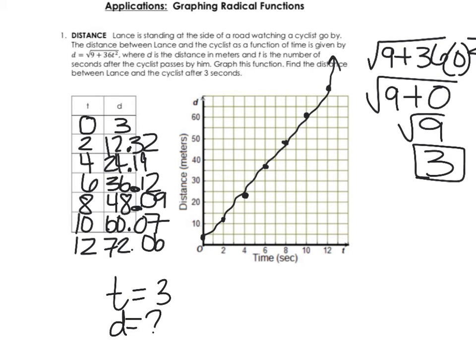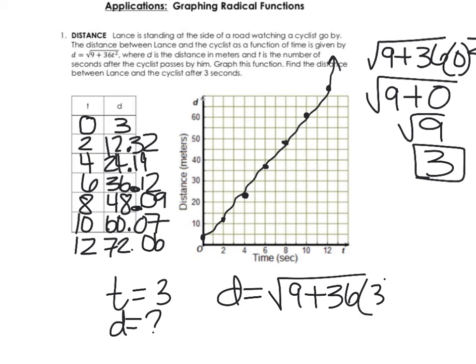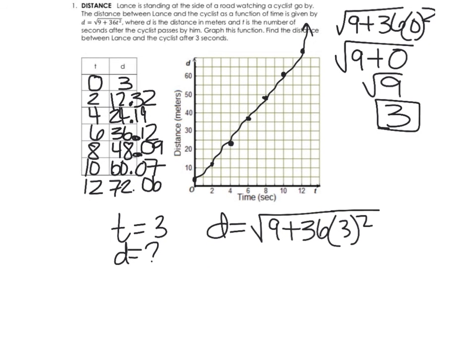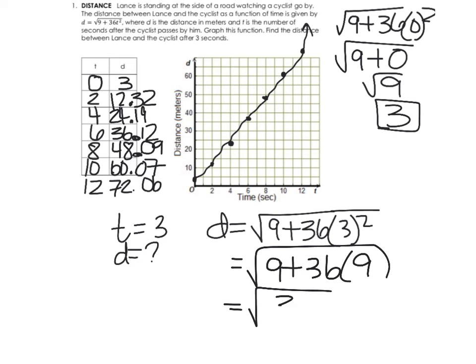All right, so we're going to say d equals square root of 9 plus 36 times 3 squared. Plug this into our calculator, right? 9 plus 36 times 9 gives us 333. So square root of 333. And we want that as a decimal. So simplest radical form would be 3 rad 37, but we want a number.